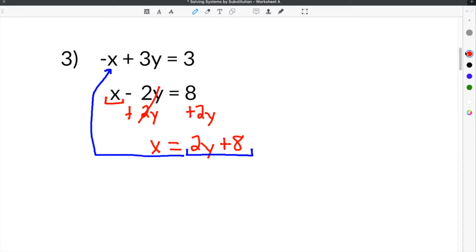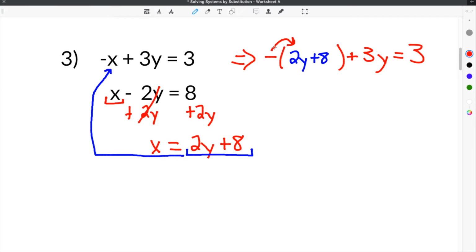So when we do that, we're going to take our equation, which is negative x, or in this case negative 2y plus 8, because that's what we're substituting in for, and then plus 3y, so we bring the rest over, equals 3. So now we know it's equal to negative 2y plus 8, so we take this negative and distribute it to everything on the inside of the parentheses. So this will be negative 2y, negative 1 times 8, minus 8, plus 3y equals 3. So the next step is to combine like terms.